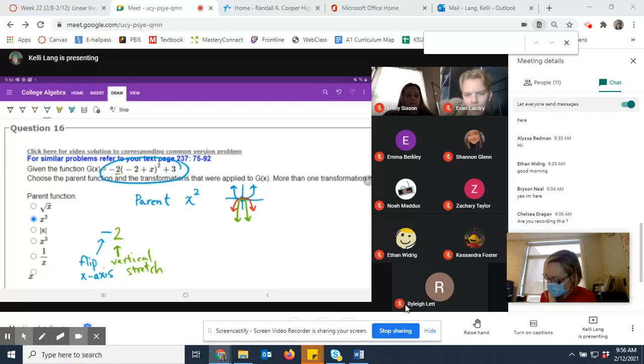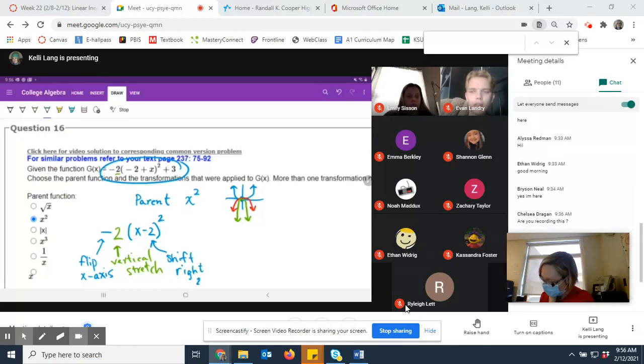Then the next piece, I'm actually going to write this as x minus 2 in those parentheses, because that's how I'm used to seeing it, rather than negative 2 plus x. This negative 2 is going to shift us right. Remember, it's the opposite of what you would expect, 2 units.